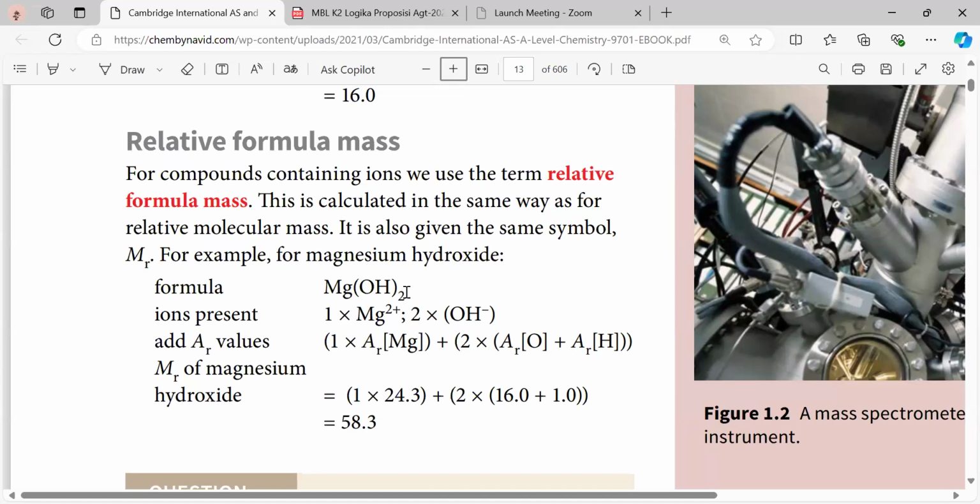We can see the number 2 right there. So now we need to times each of the numbers in the parentheses by 2. So 2 times 16 would be 32, and then 2 times 1 would be 2. We add these numbers up first to sum up the parentheses: 32 plus 2 would be 34. After we get 34, we add this to 24.3, and that's how we get 58.3.